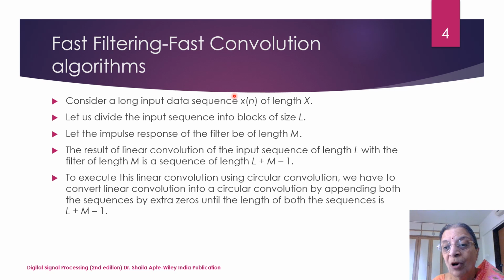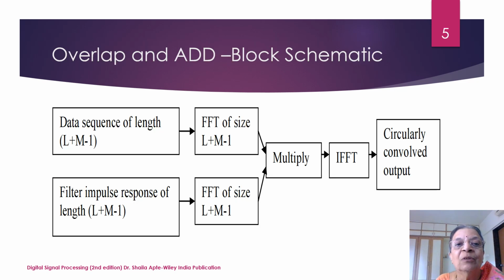So if we want to avoid the aliasing effect, we will have to see that the number of samples in the DFT is greater than or equal to the number of samples in the data. That means in this particular case, the number of samples should be L plus M minus 1. Otherwise, there will be aliasing. Now, these algorithms that we are going to study are designed so that the correct number of samples is obtained in the output and there will be no aliasing. So let us study these algorithms.